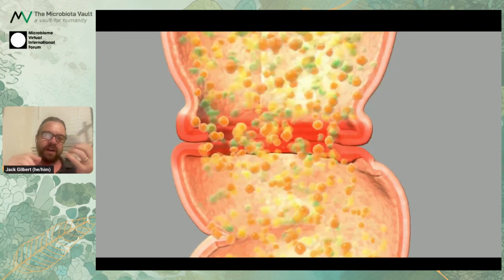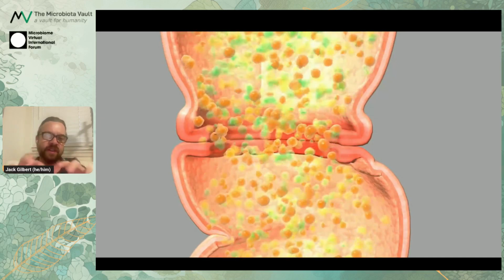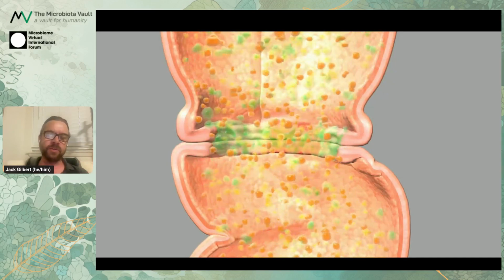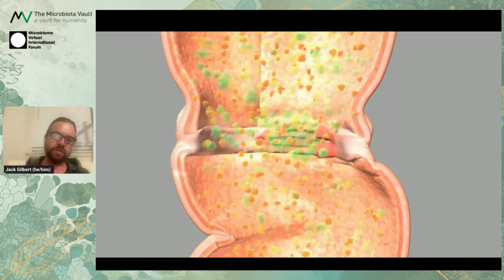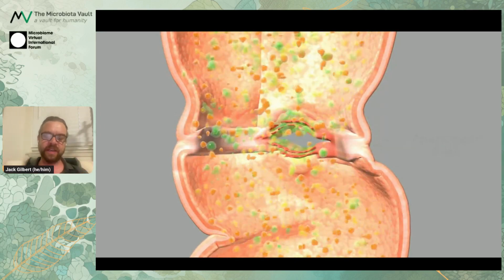The only bugs that have survived the onslaught of oxygen and antibiotics will now change their phenotype in response to that nutrient starvation, forming a biofilm on the wound site, releasing an enzyme called collagenase, which breaks down the collagen matrix of the membrane and leads to what we refer to as an anastomotic leak.